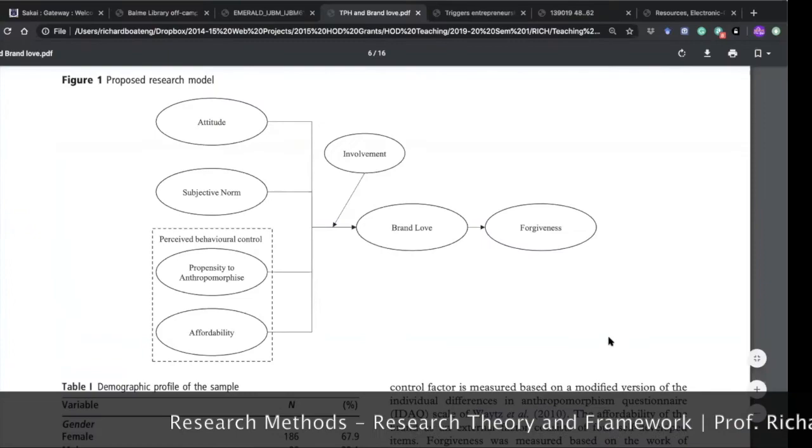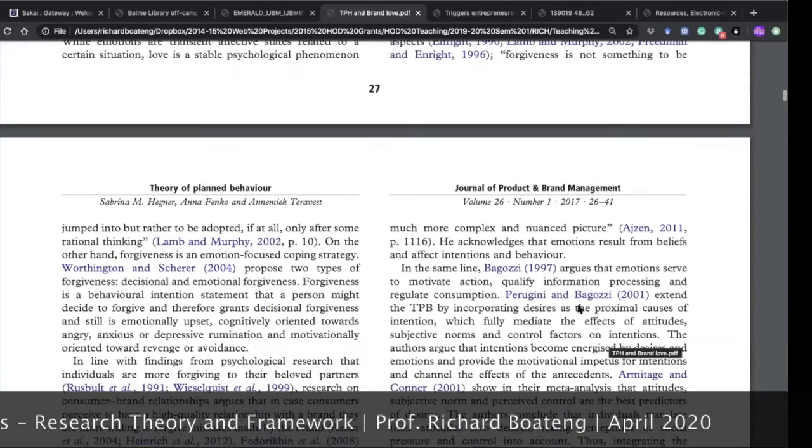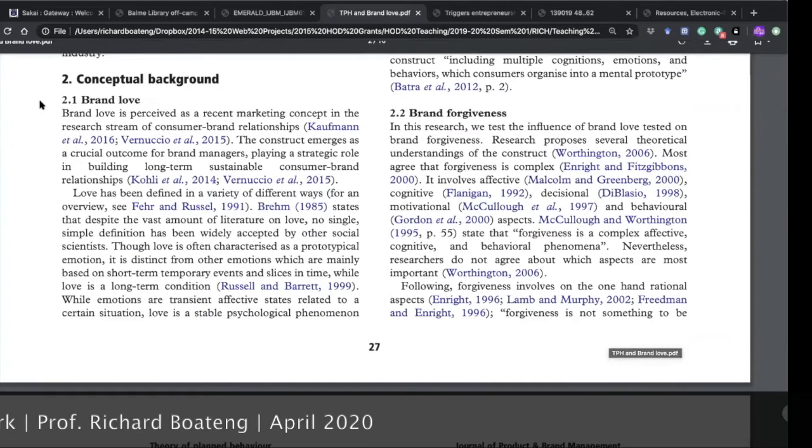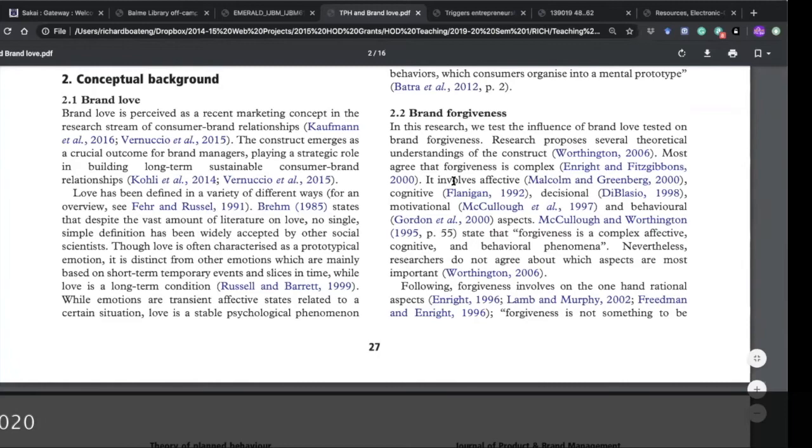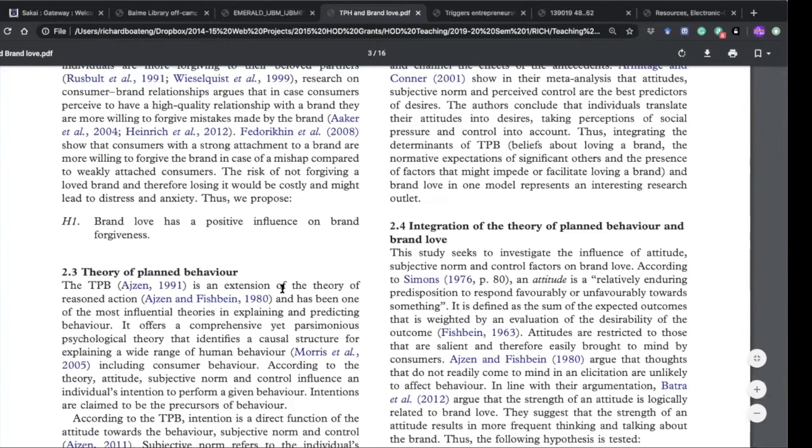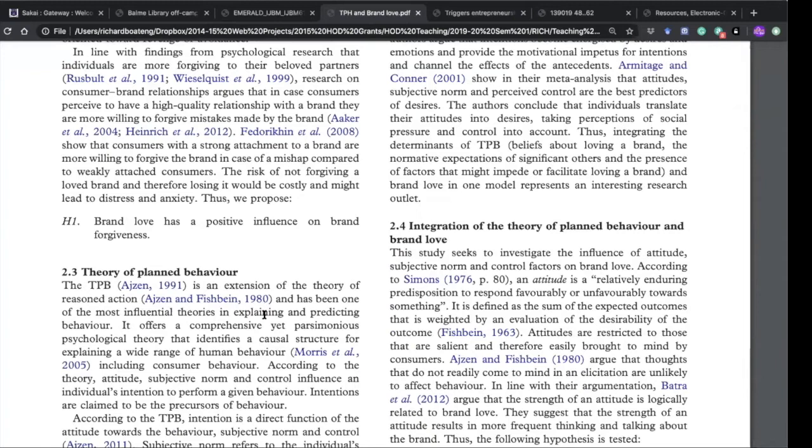Okay, so now listen to something. In this paper, the person started by discussing the theory of planned behavior. So look at it here. Look at conceptual. Did you see what is conceptual? Brand love is a concept. Brand forgiveness is a concept. Then the theory of planned behavior is an extension of what? The theory of reasoned action, also developed by Ajzen and Fishbein in 1980. So I told you, Ajzen after 1991 came back with the theory of planned behavior. It is one of the most influential theories for explaining and predicting behavior, which comes from psychological theory.